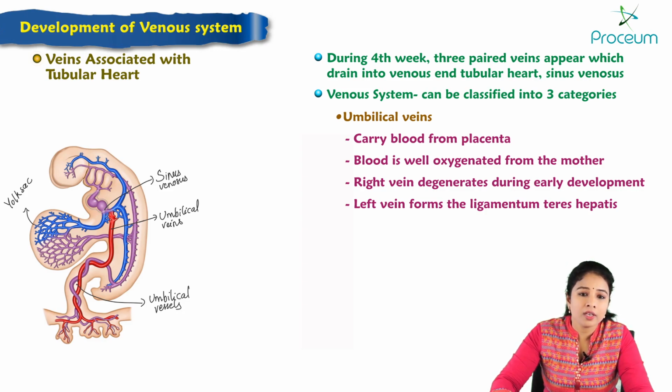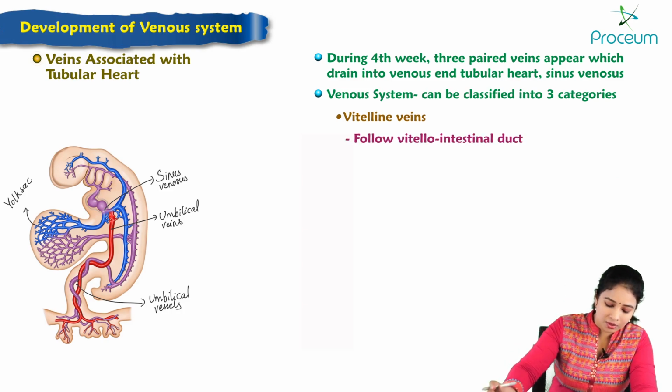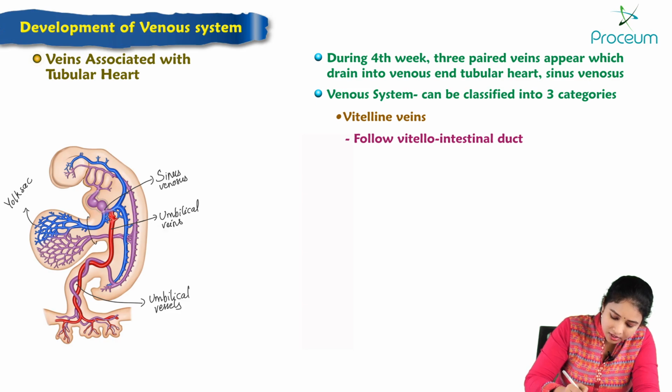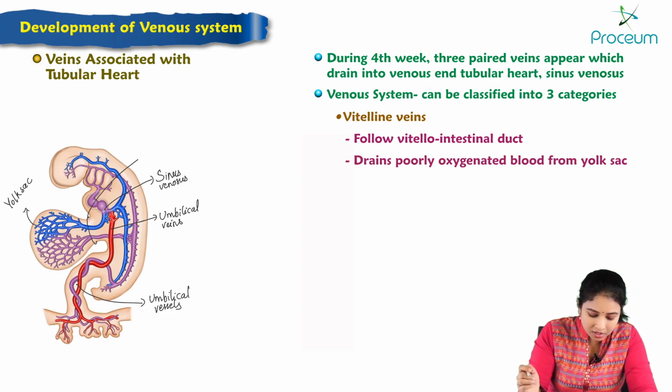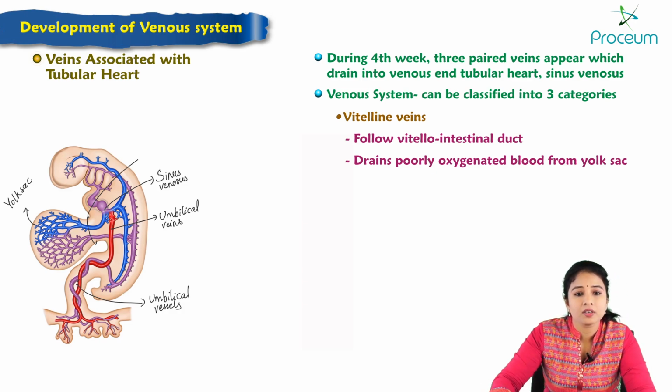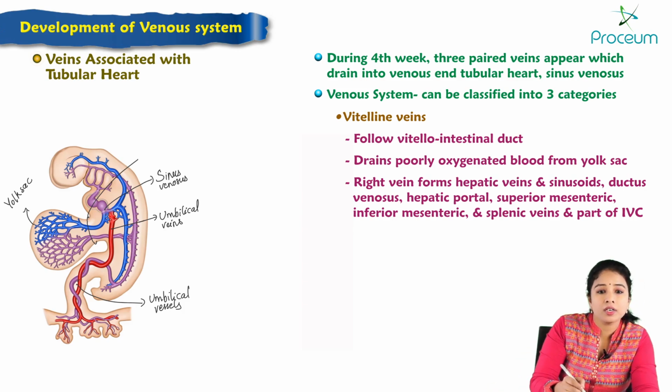The next category of veins are the vitelline veins, which follow the vitello-intestinal duct from the yolk sac. So here is the vitello-intestinal duct, which communicates with the gut. The veins surround the vitello-intestinal duct, draining from the yolk sac. The right vitelline vein forms the hepatic veins and sinusoids, ductus venosus, hepatic portal vein, superior mesenteric vein, inferior mesenteric vein, splenic veins and part of the inferior vena cava. Those are the derivatives of the right vitelline vein.